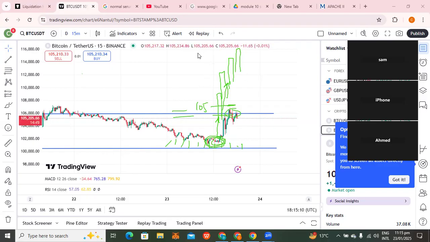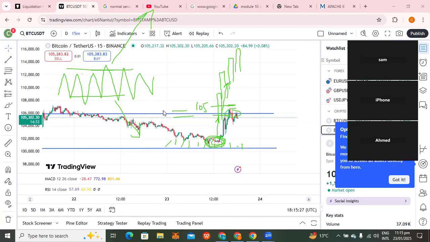Millions of people in the world know that whenever resistance is broken, price increases, and whenever support is broken, price decreases. So if I am a common man, I know that for now price is consolidating between support and resistance, a little up, a little down.